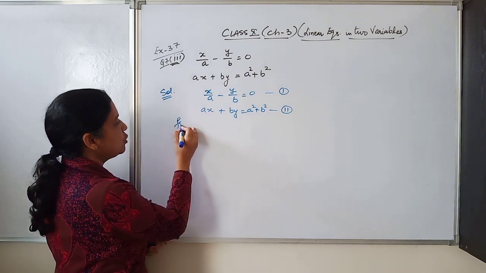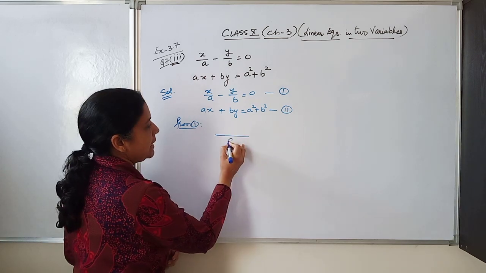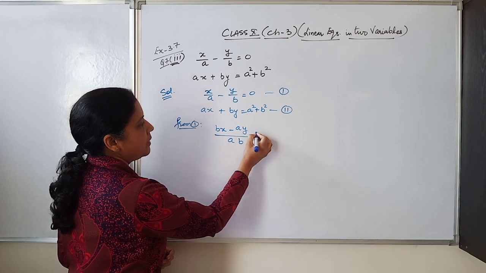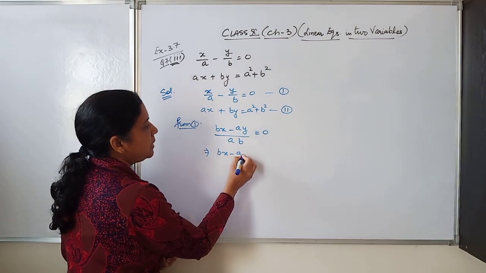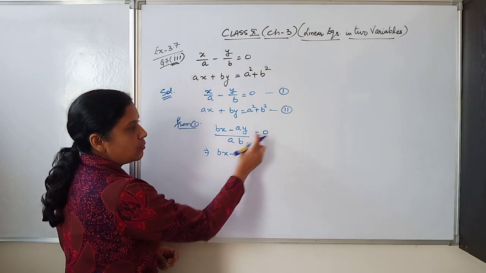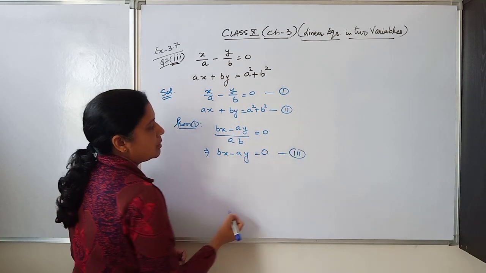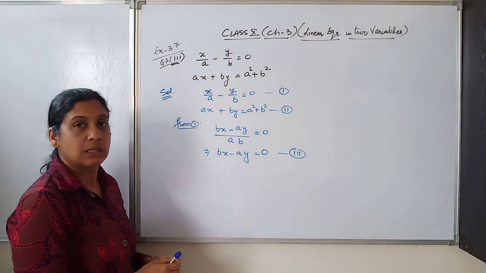So I'm going to sort out the first equation first of all. I'm going to take the LCM. You can see bx minus ay is equal to 0. That gives you bx minus ay is equal to 0 into ab, 0. So this is the third equation. Now I'm going to solve for second and third.